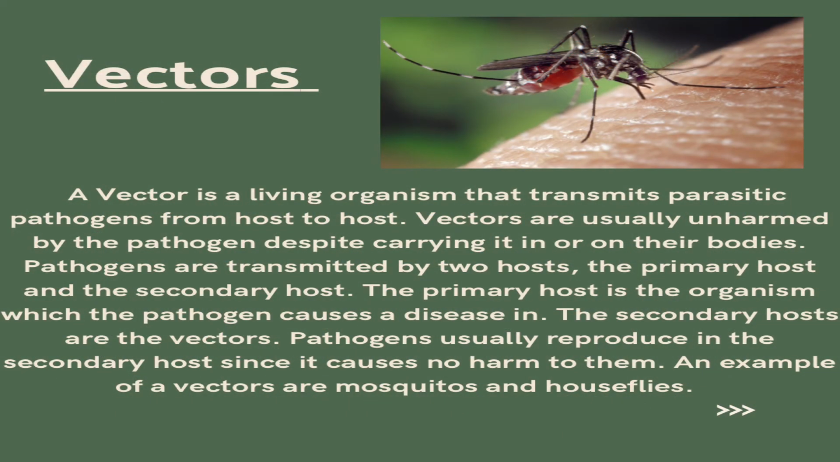Vectors. A vector is a living organism that transmits parasitic pathogens from host to host. Vectors are usually unharmed by the pathogen despite carrying it in or on their bodies. Pathogens are transmitted by 2 hosts, the primary host and the secondary host. The primary host is the organism which the pathogen causes a disease in. The secondary hosts are the vectors. Pathogens usually reproduce in the secondary host since it causes no harm to them. An example of vectors are mosquitoes and houseflies.